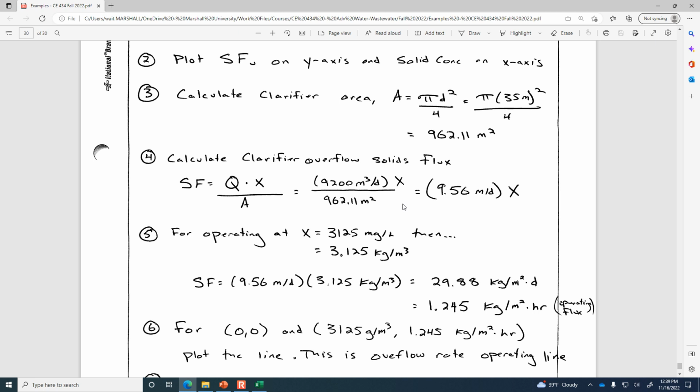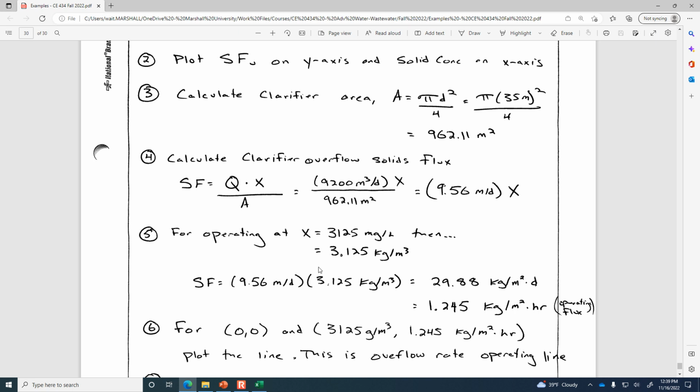Okay, so you can see step 6 is that we're going to draw the line, and that's the overflow rate operating line. So you can sketch that, label it on the handout I've just given you. Label that as the overflow rate operating line.